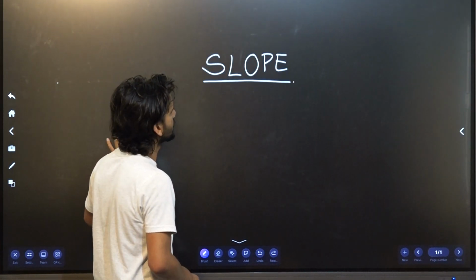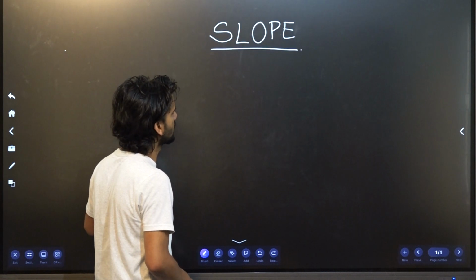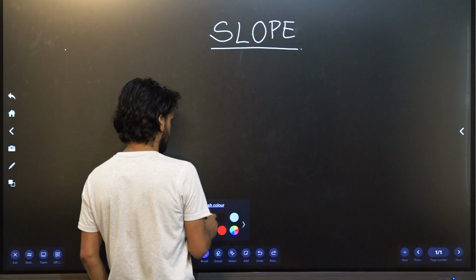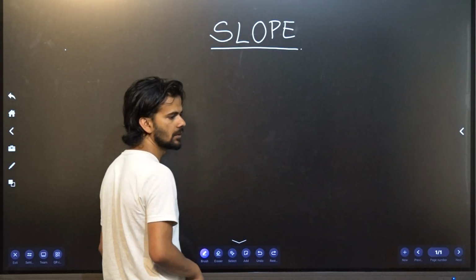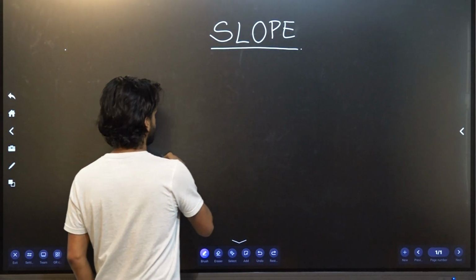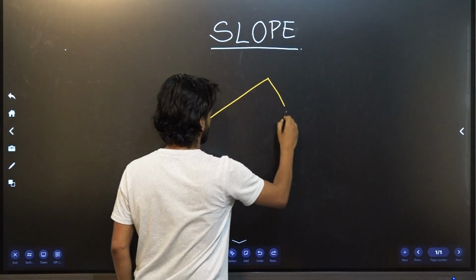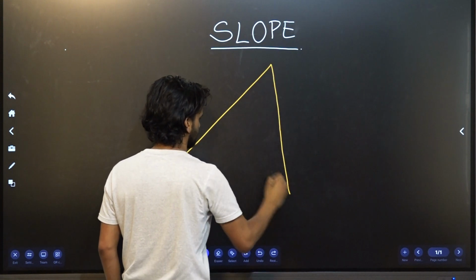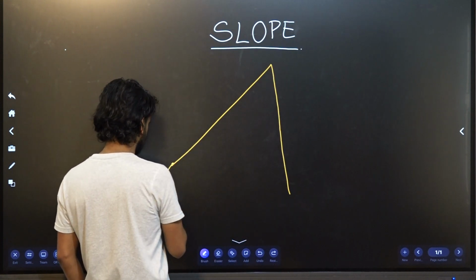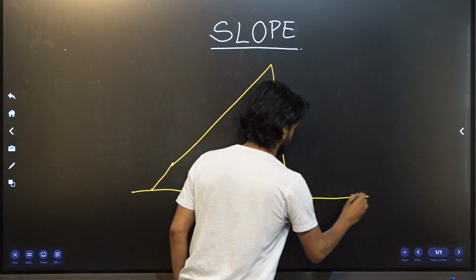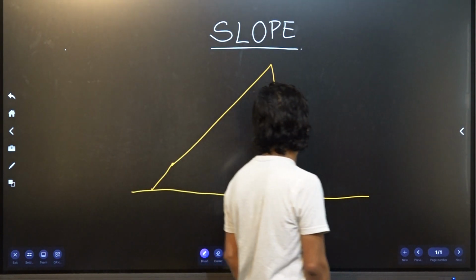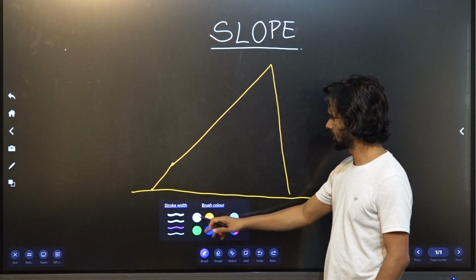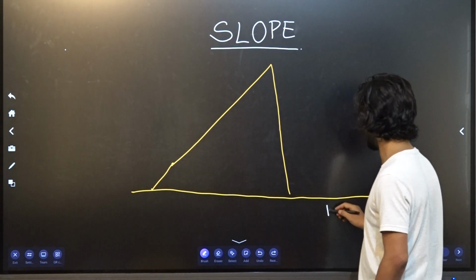So let's try to understand the concept of slope. Let's say that you are at the base of a mountain. This is the mountain, and that's the base of the mountain. Okay? So we have this mountain, and this is the base of the mountain.